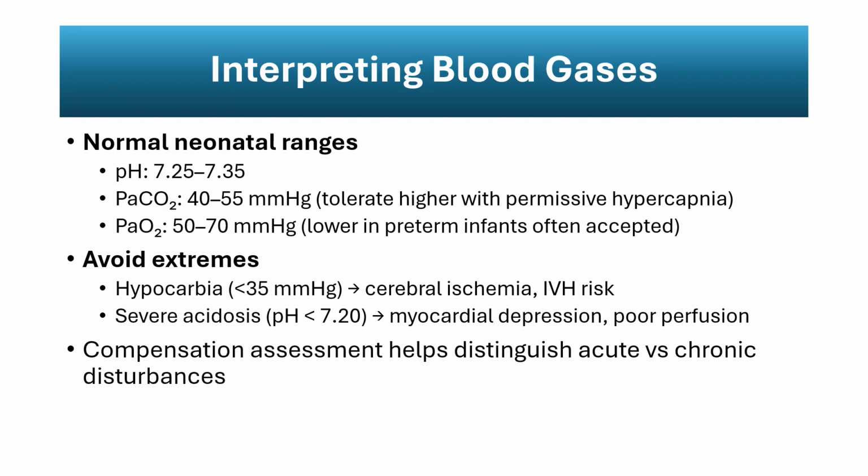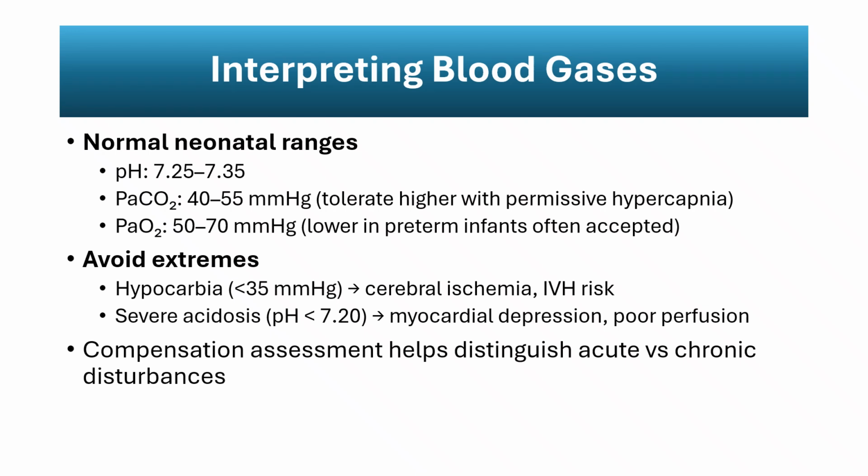In neonates, the normal physiologic range is slightly more acidotic than in older children or adults. Typical pH falls between 7.25 and 7.35, carbon dioxide content between 40 and 55 millimeters of mercury, and oxygen content between 50 and 70 millimeters of mercury. Preterm infants often tolerate lower oxygen content values due to developmental differences in hemoglobin affinity and oxygen requirements. Deviations from these ranges reflect distinct pathophysiologic processes.